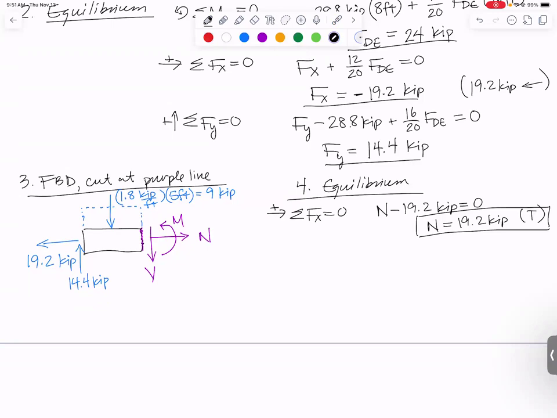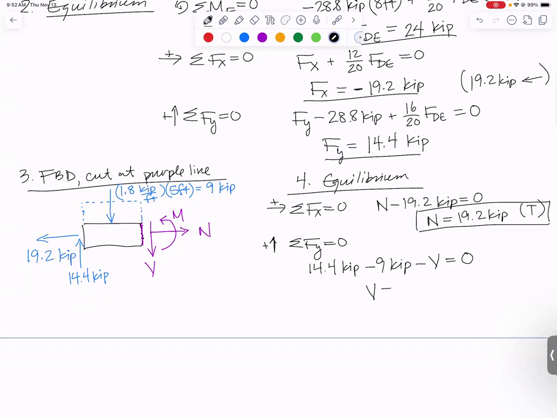Let's sum forces in the y direction. I've got upward 14.4 kips, downward 9 kips, and also I drew V downward on my diagram because that's our standard sign convention for shear and moments. All of that equals 0, and solving, V comes out to be 5.4 kips. It's a positive, which means I drew it in the right direction on my diagram, so it does in fact act downward. And finally, let's sum moments.